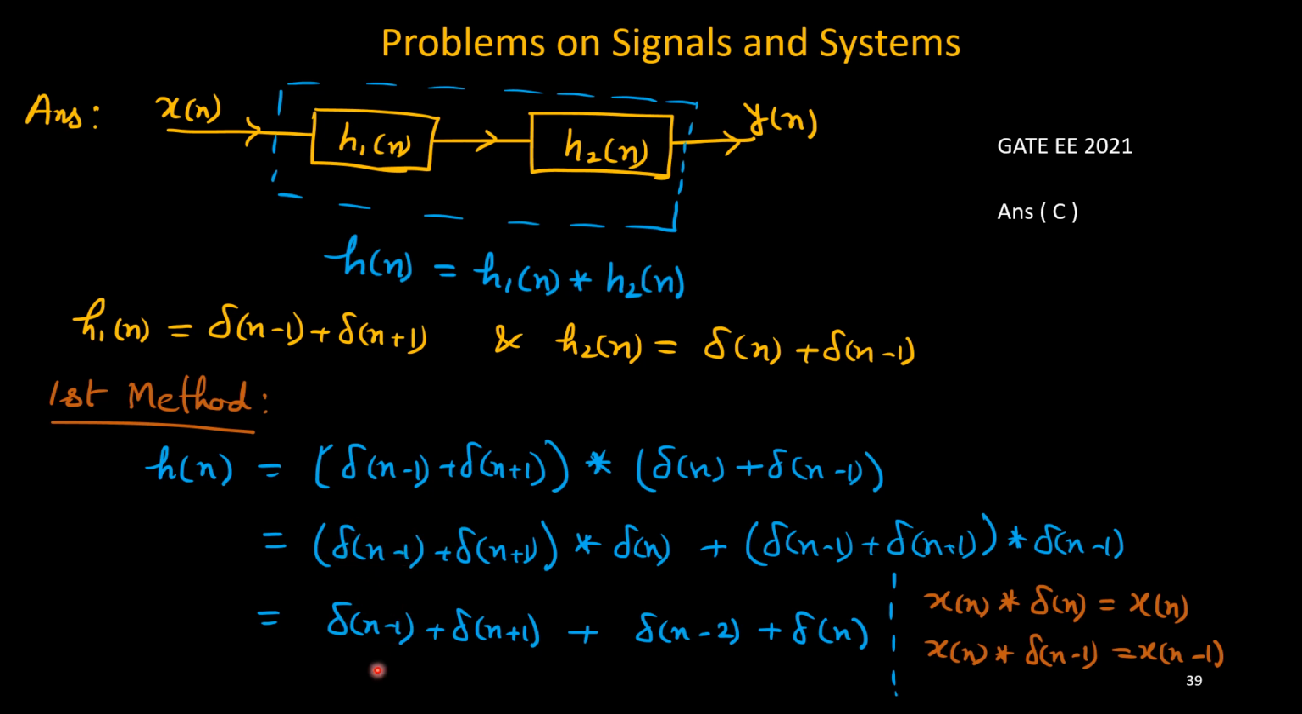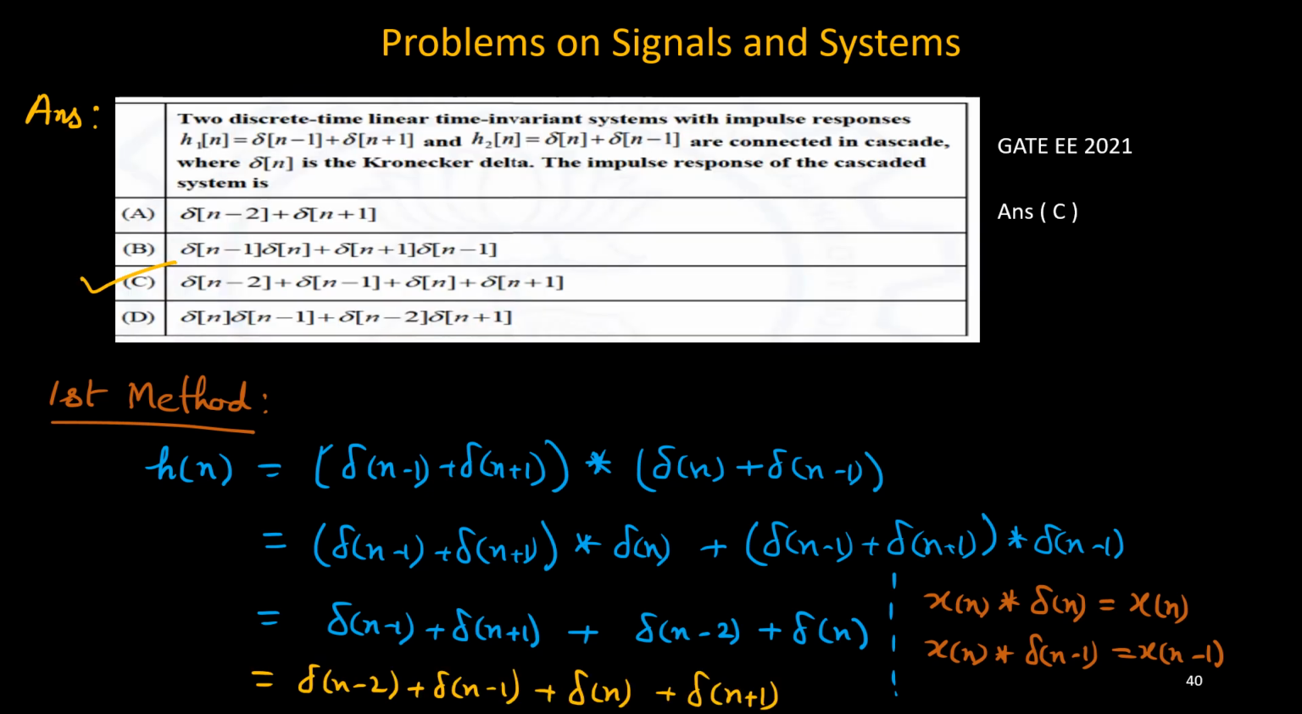So this δ[n] is now convolved with δ[n-1], and you will get the same, because convolving with δ[n] means the input will be the output. Now this is convolved with δ[n-1], so it is delayed by one unit. So δ[n-1] will become δ[n-2], and δ[n+1] will become δ[n], because of one delay. Earlier it was n-1, minus 1 becomes n-2. This is n+1, minus 1 becomes δ[n] only. So this is the output, very simple. We can rewrite these: δ[n-2] first, then δ[n-1] plus δ[n+1]. So the answer C is correct.